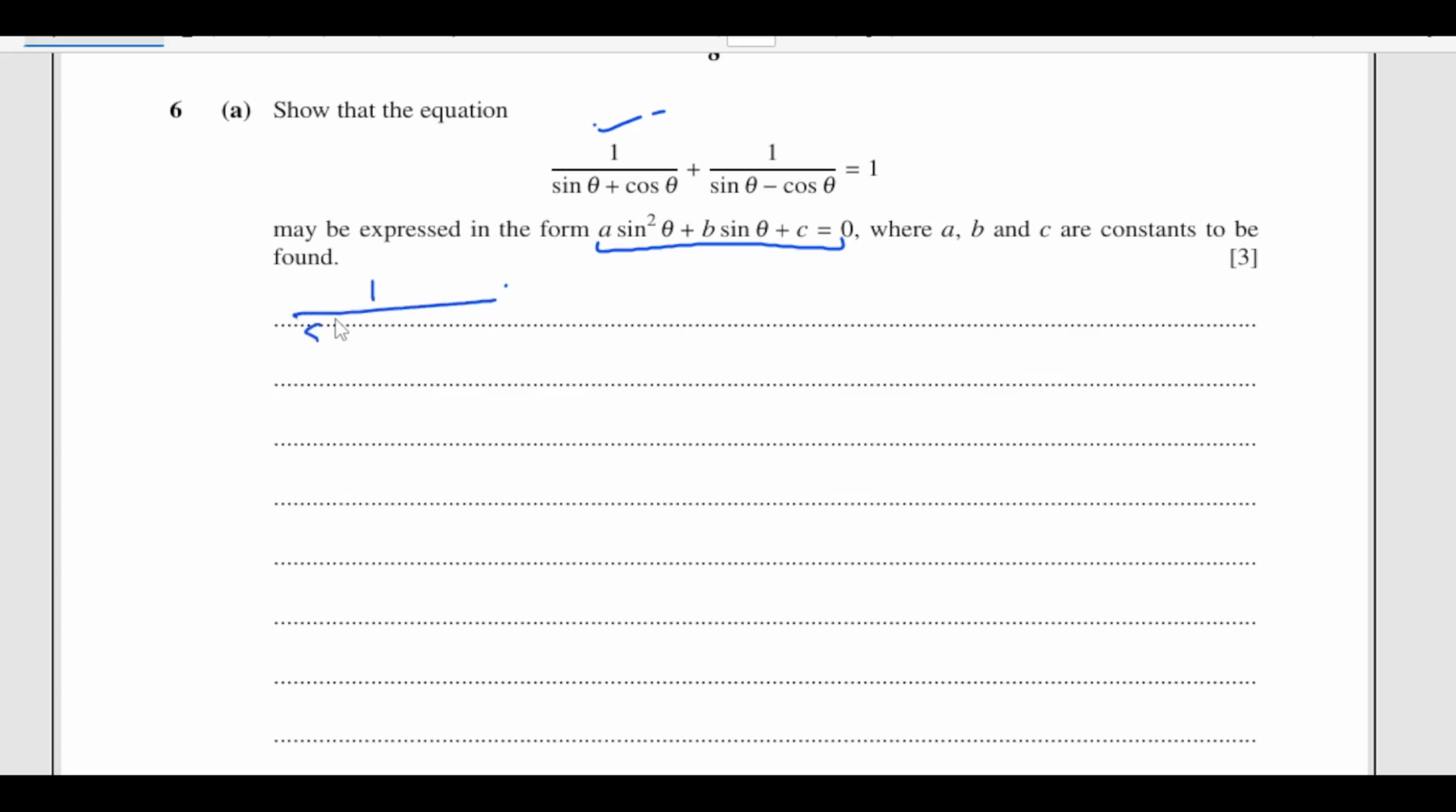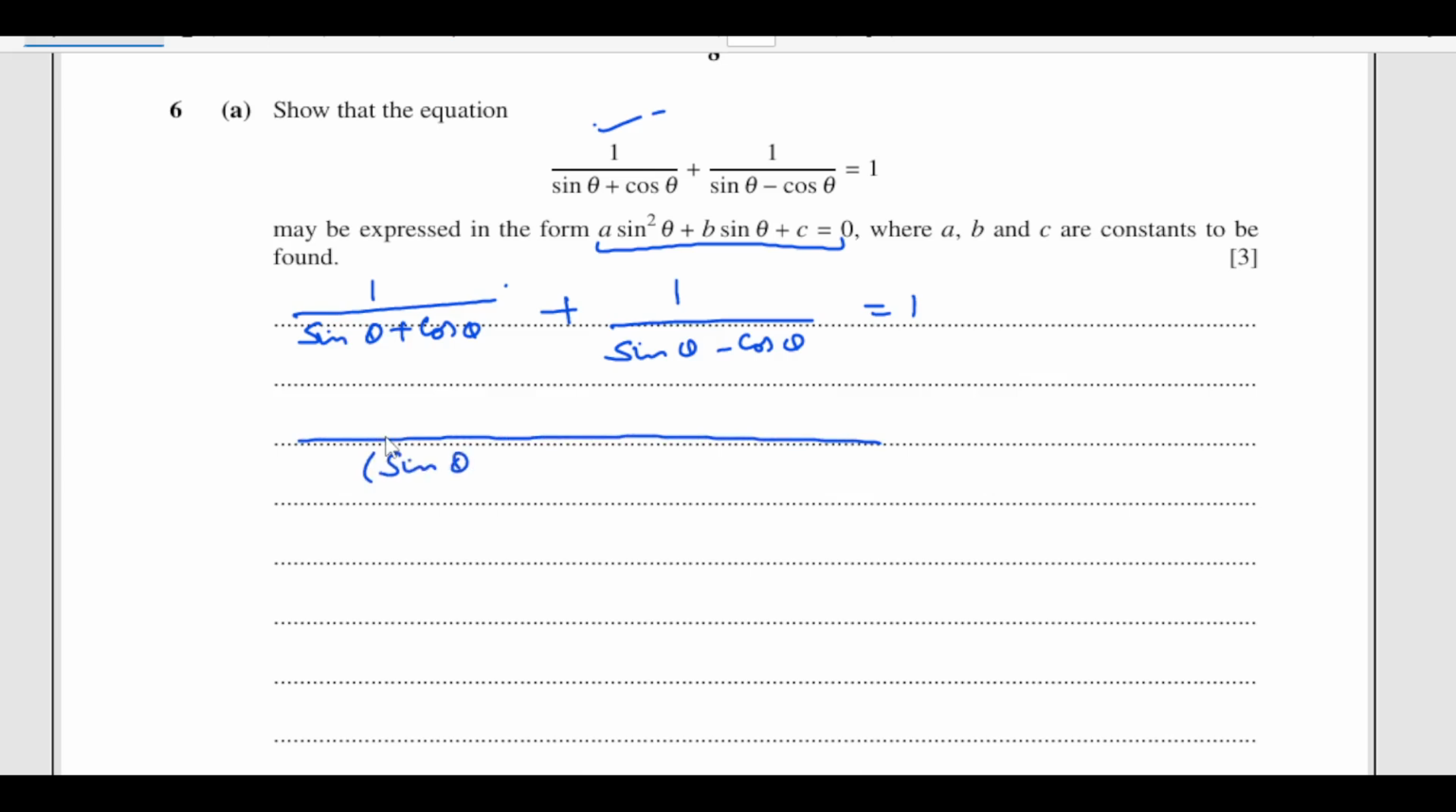So 1 over sine theta plus cos theta, I'm just rewriting, plus 1 over sine theta minus cos theta equals 1. We will take the LCM. Once you take the LCM, the denominator is going to be sine theta plus cos theta times sine theta minus cos theta, right? So then this will be multiplied here.